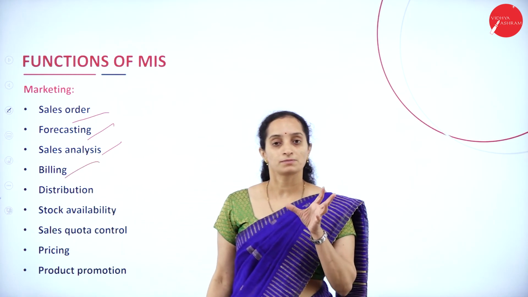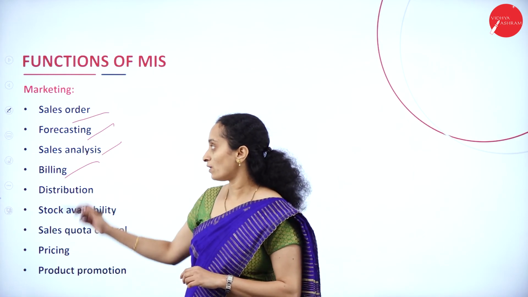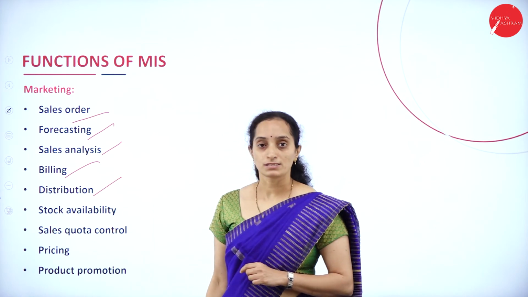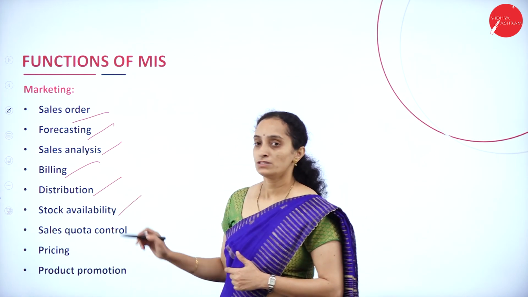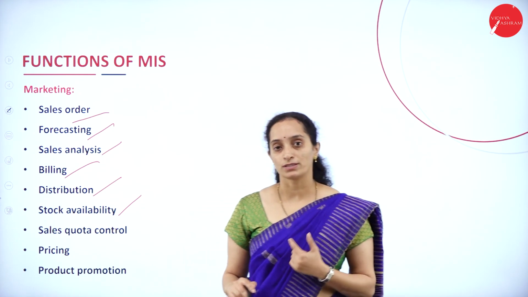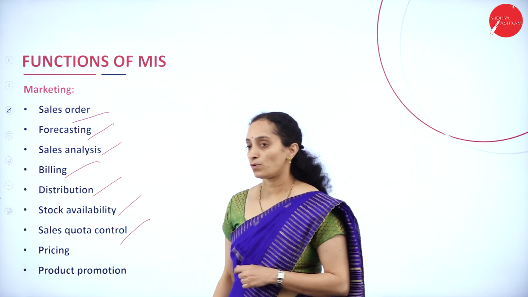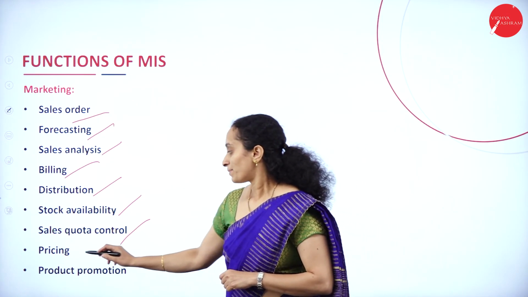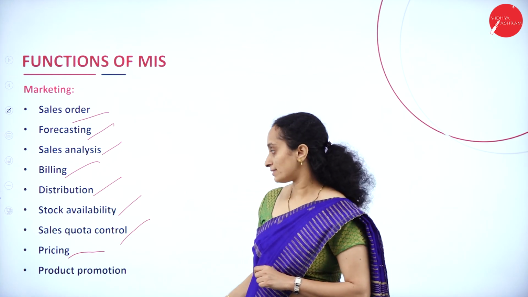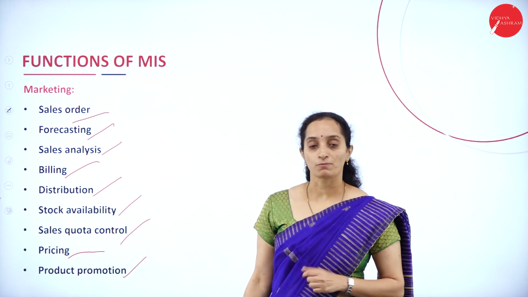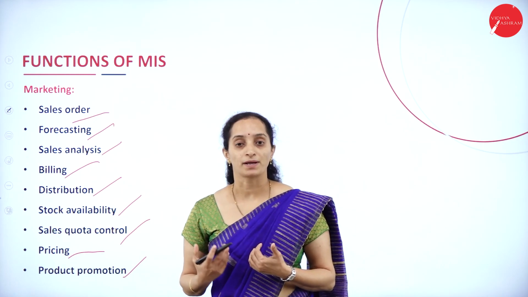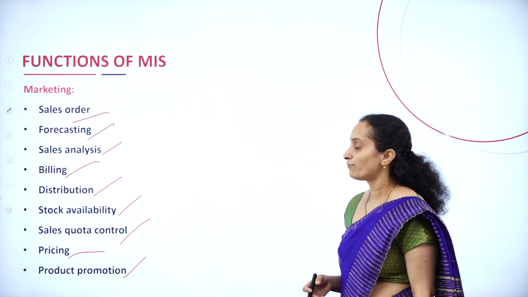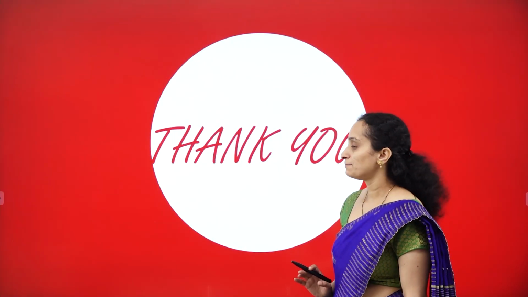Billing: how much must be the rate of a product based on different criteria. How to distribute the products, checking the availability of stock based on the demand, sales quota control, whether sales is reaching the target or not, and pricing, deciding the price of the product. Promotion: how much must be spent on advertisement, like that. Okay, these are the functions of the marketing department.